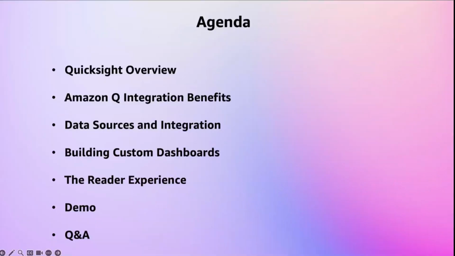All right, so as Madison let everyone know, we're going to be talking about data setup with QuickSight and the Amazon Q integration. For our agenda today, we'll be doing a high-level QuickSight overview. We're going to talk about some Amazon Q integration benefits, as well as data sources integration, and building custom dashboards using Q, so using natural language prompts, using everyday language to create and build these dashboards. And that's going to encompass the author experience.